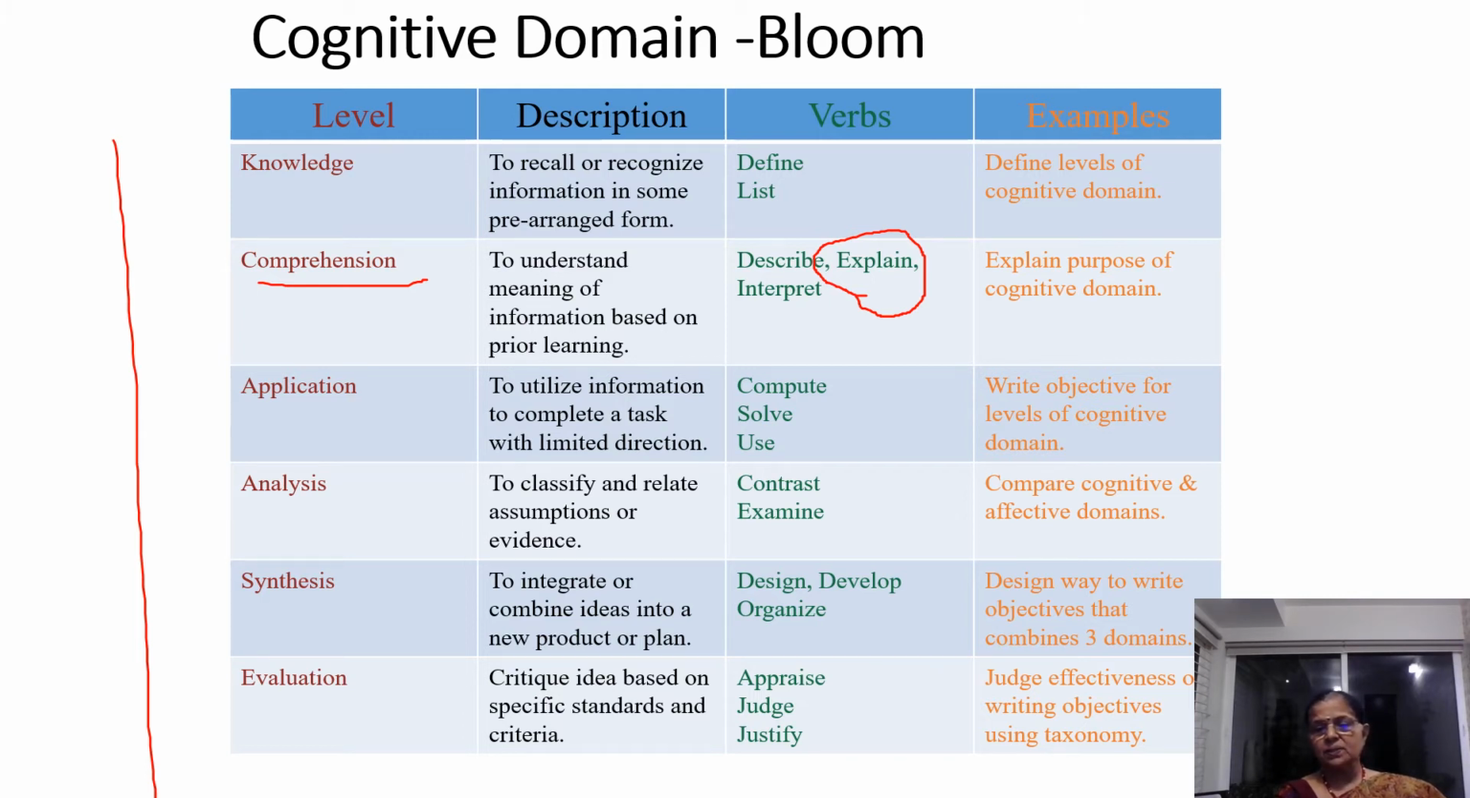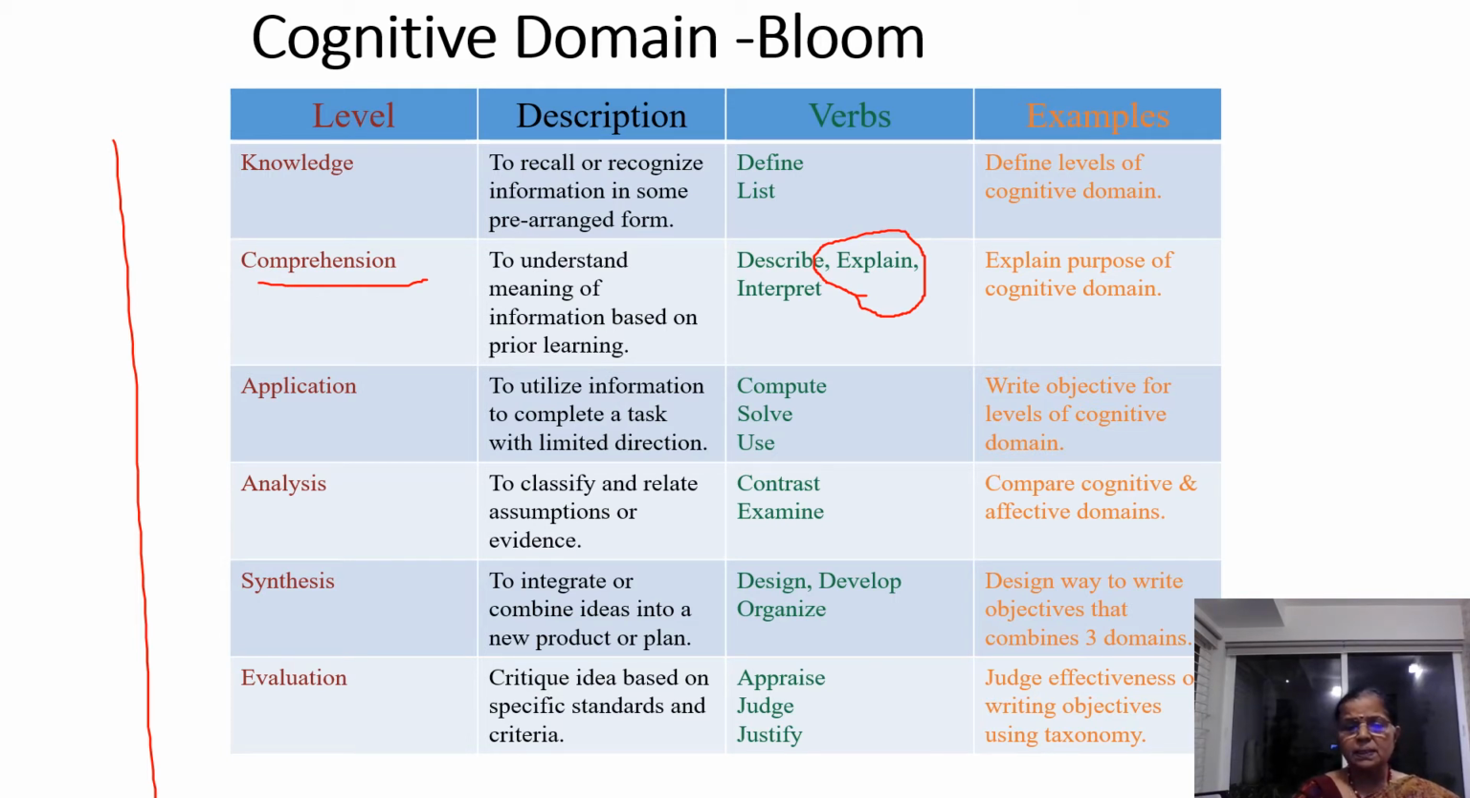And analysis: compare cognitive and affective. If you are able to compare, giving the points of difference and points of similarity between the cognitive domain and the affective domain, that means you are at the next level of knowledge, that is analyzing, that you are able to analyze what the similarities and differences are between them. That means you have gained the knowledge of the cognitive and affective domains, and you have understood the concepts, and you are able to apply them, and now you are able to analyze them.